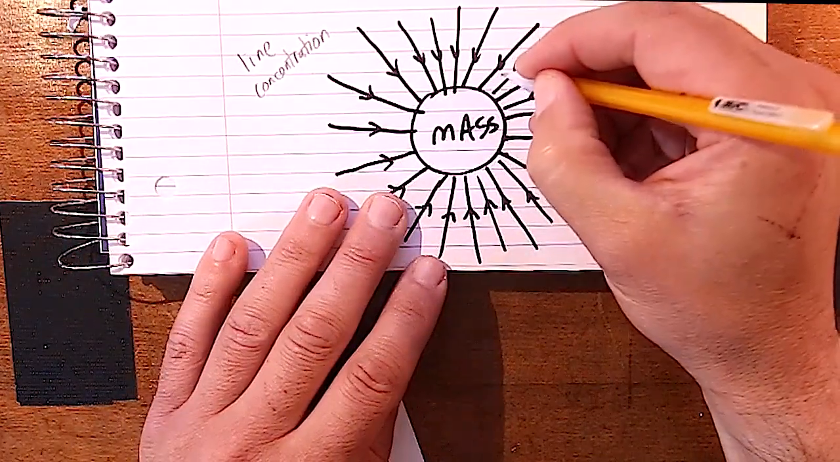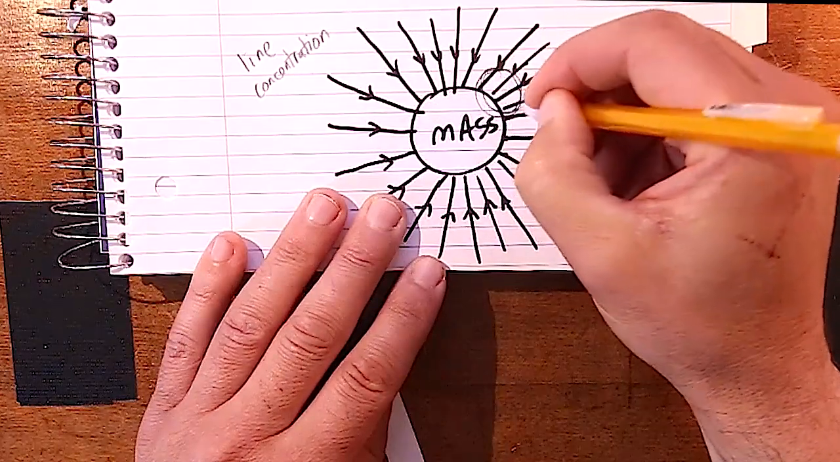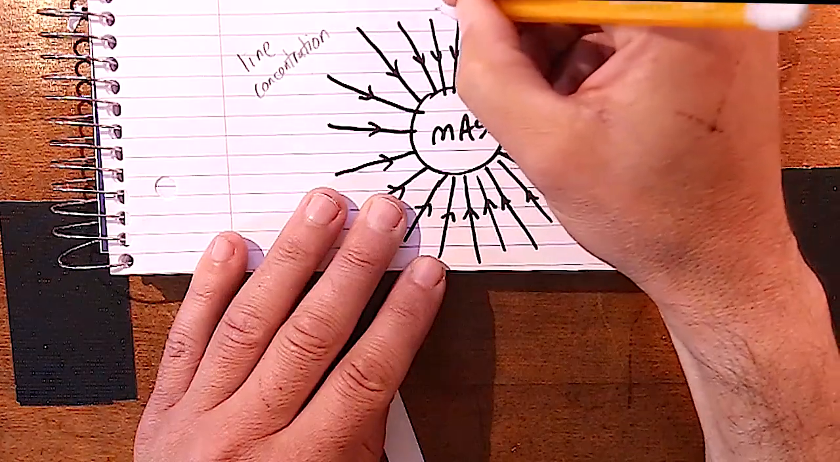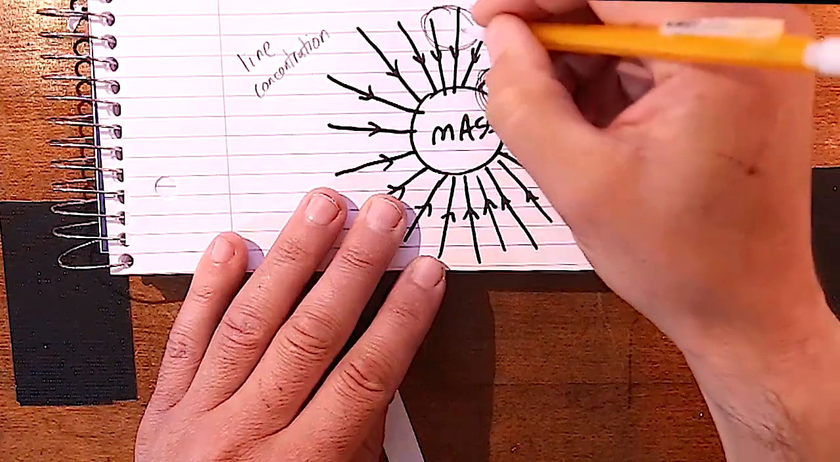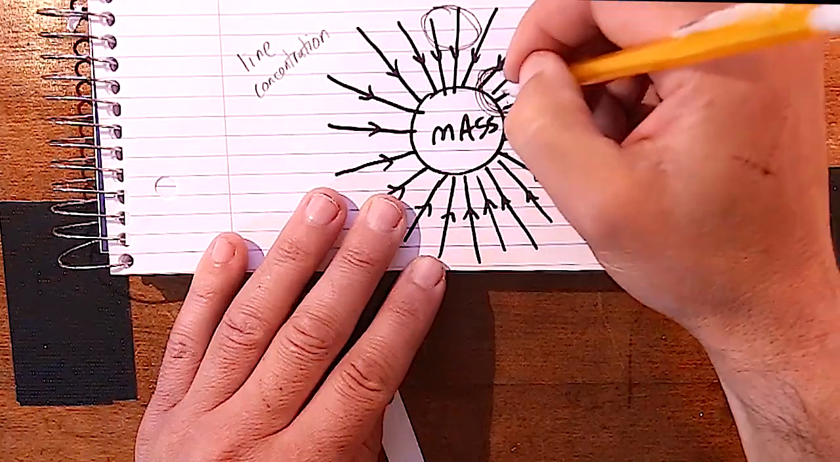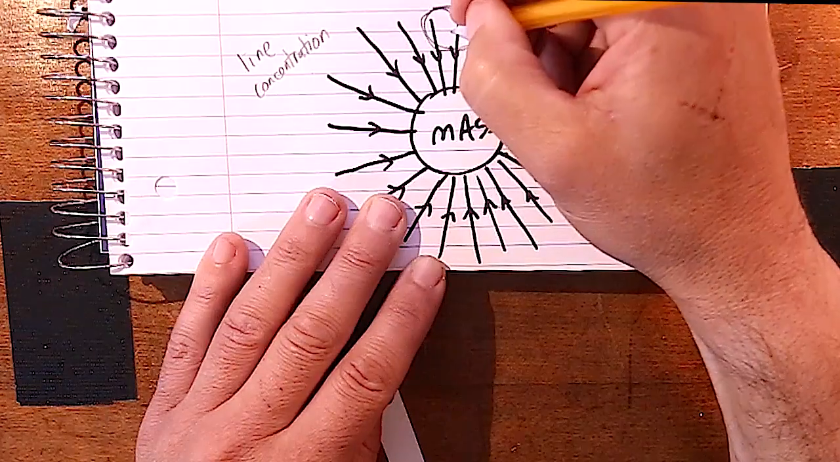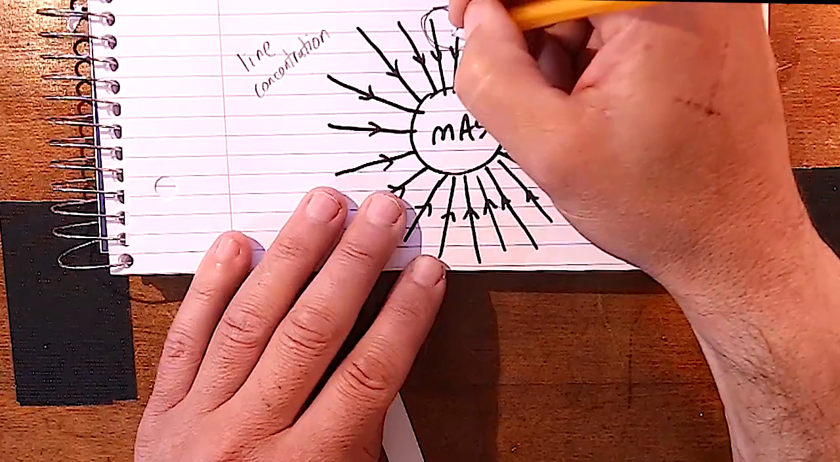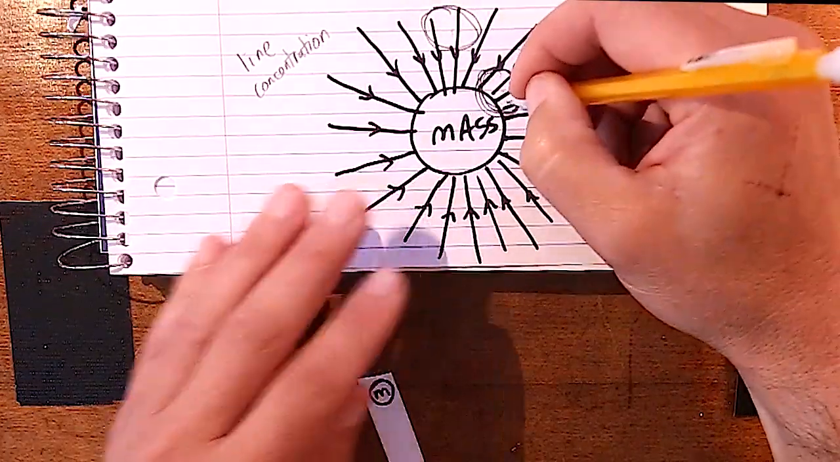Also notice this. Sometimes they ask you this question. They'll ask you to identify a region. In here, there's lots of lines. If we go further away, the same amount of area contains fewer lines here, so the gravitational field is weaker at this location compared to this.